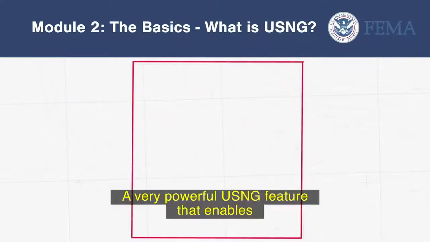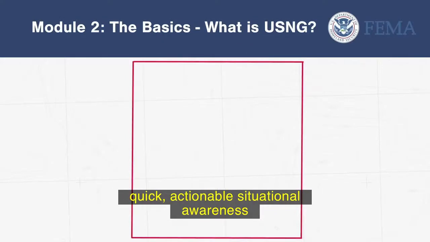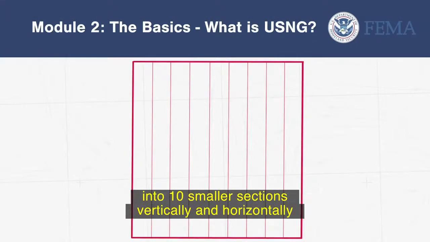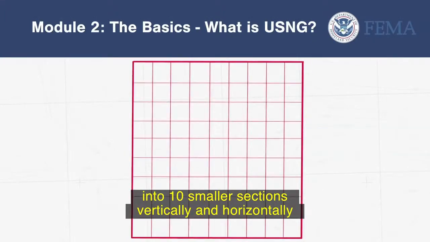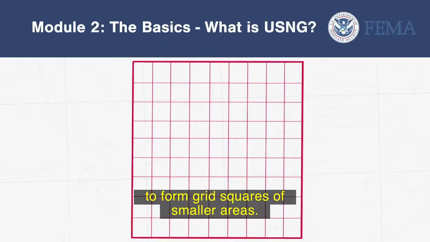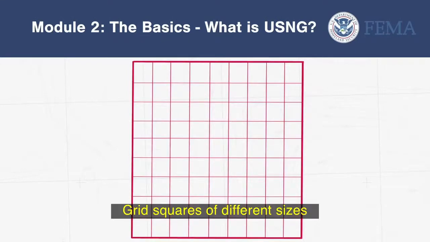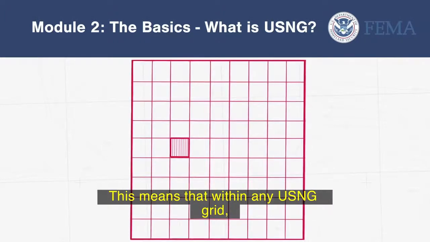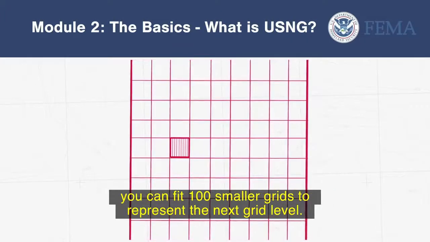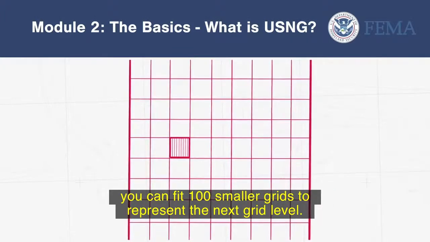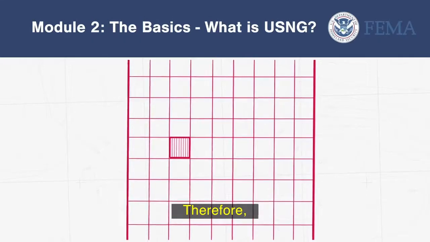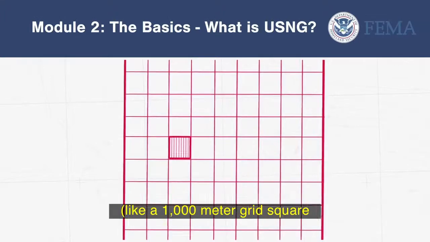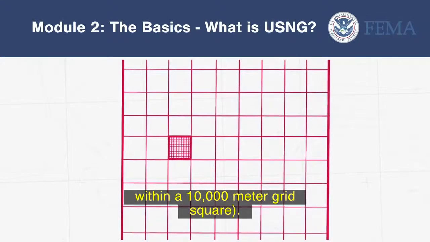A very powerful USNG feature that enables quick, actionable situational awareness is that grid squares can always be subdivided into 10 smaller sections vertically and horizontally to form grid squares of smaller areas. Grid squares of different sizes nest within one another geographically. This means that within any USNG grid, you can fit 100 smaller grids to represent the next grid level. Therefore, one smaller grid square equals 1% of the next larger grid square's total area, like a 1,000-meter grid square within a 10,000-meter grid square.